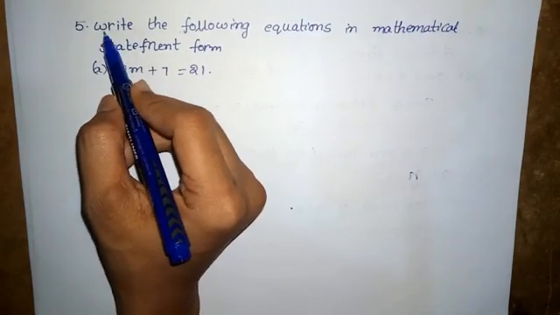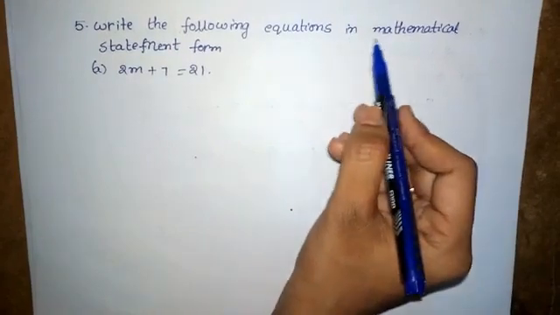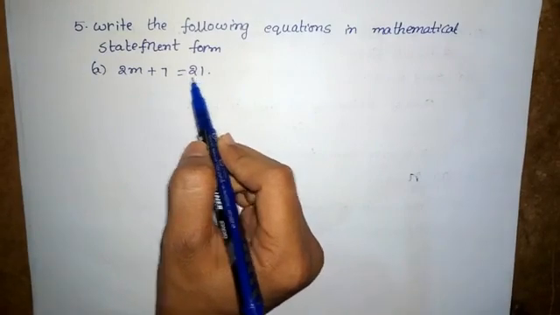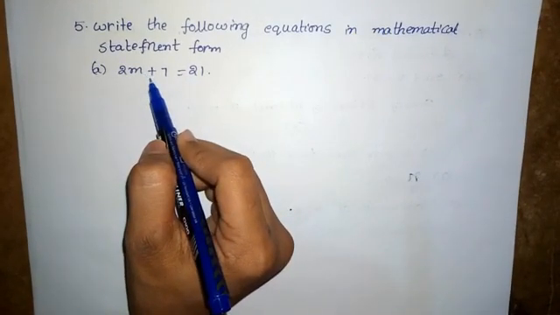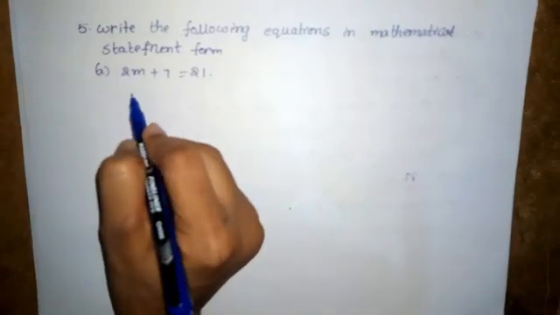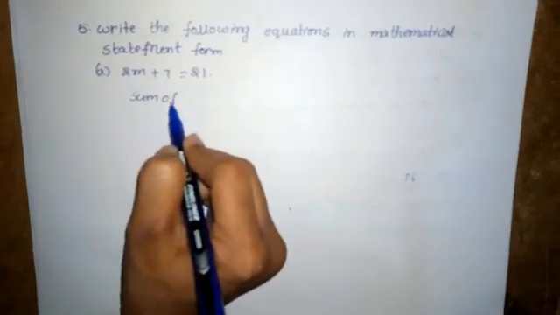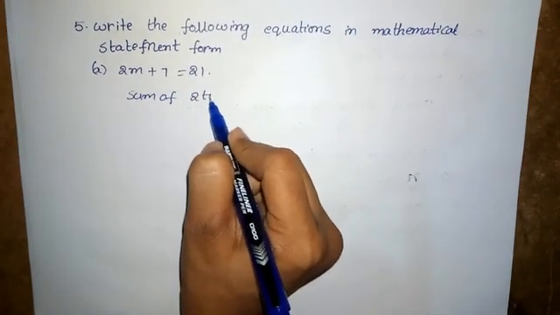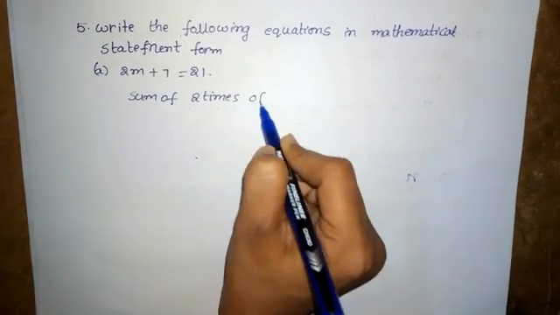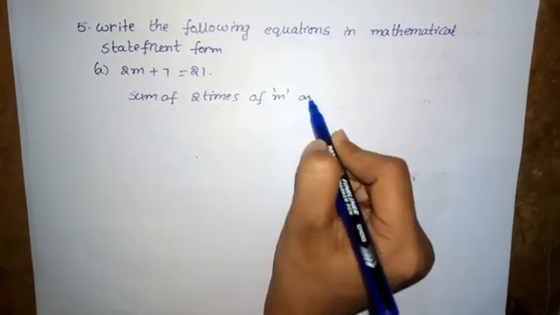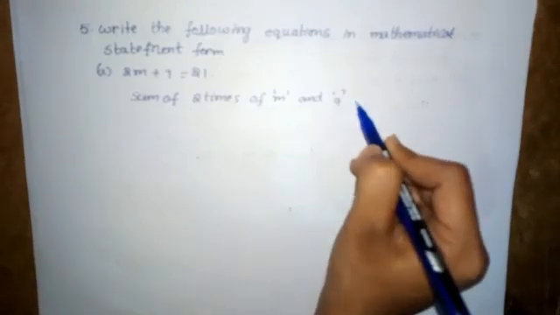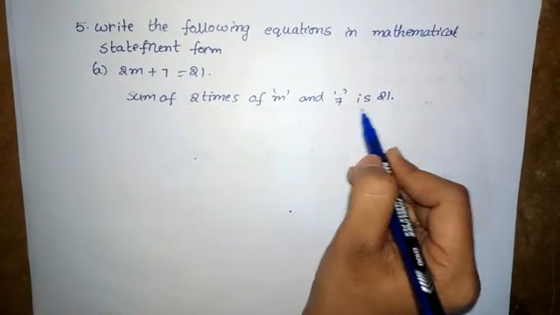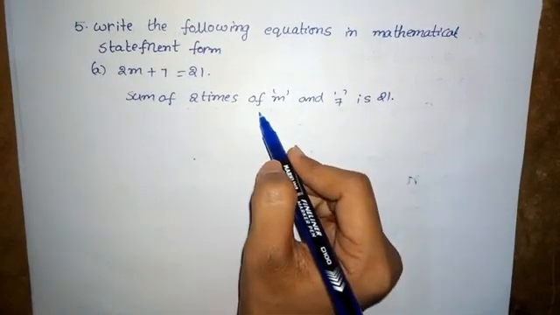Next problem, fifth Roman. Write the following equations in mathematical statement form. So first one, 2m plus 7 is equal to 21. First observe the symbol plus. Plus means the sum. So the sum of 2m, which is nothing but 2 times m, and 7 is 21. The sum of 2 times m and 7 is 21. So this is one mathematical statement.